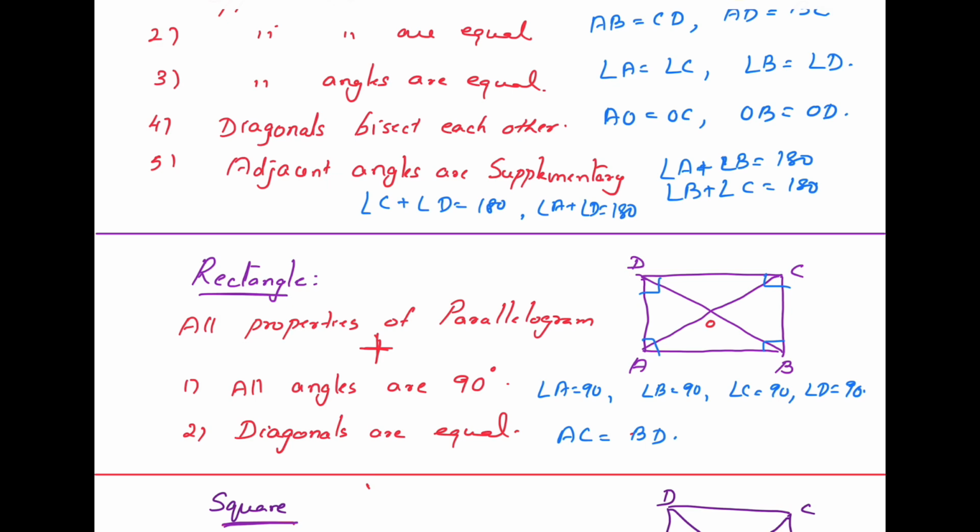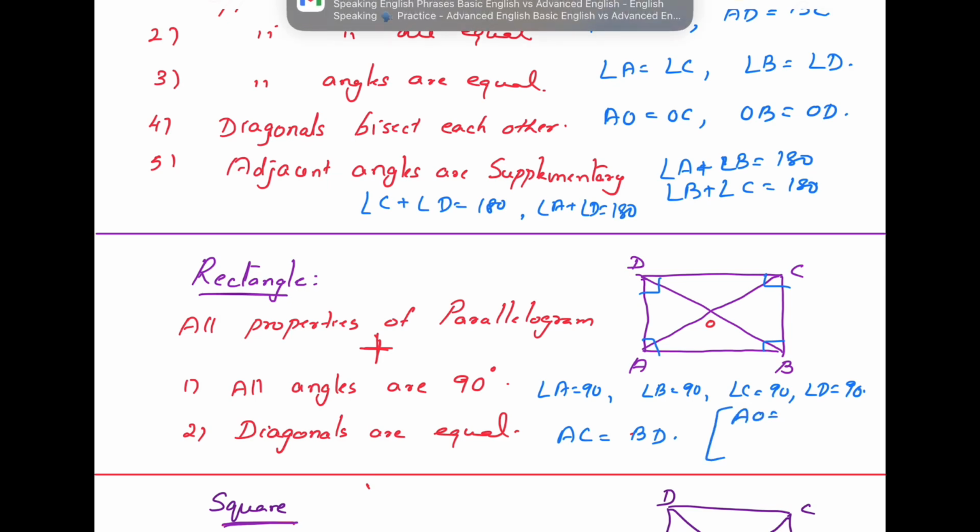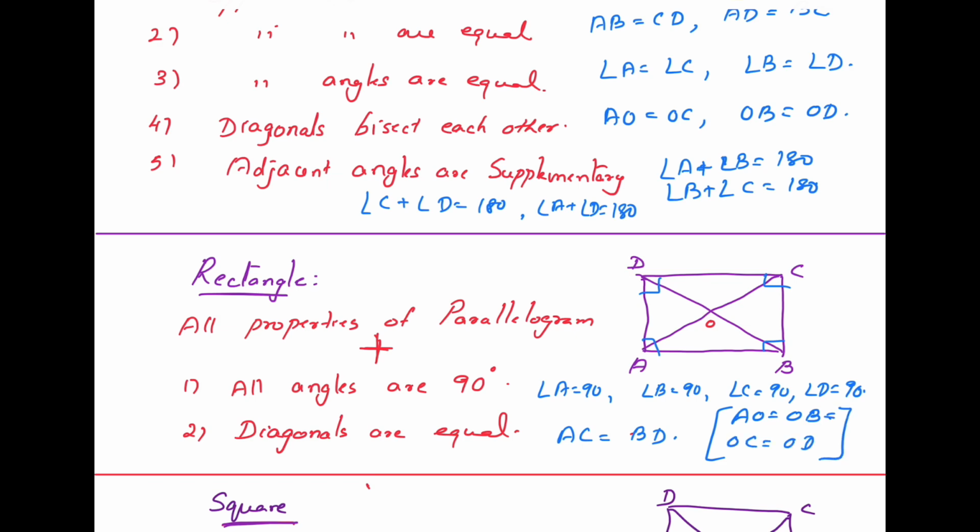Now you should also remember, since AC equals BD and we know the diagonals bisect each other, AO will be equal to OB. AO equals OB equals OC equals OD. You will be using this property in finding the values of the angles and so on. This is because the diagonals are equal and diagonals bisect each other, so AO, OB, OC and OD will be equal to each other.